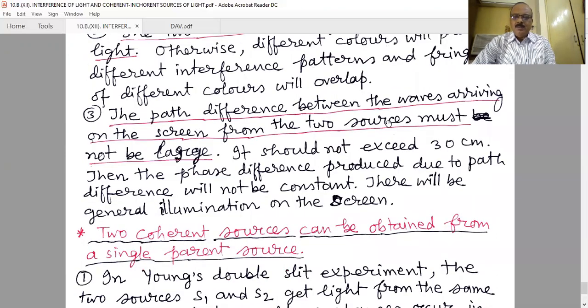Number three, the path difference between the waves arriving on the screen from the two sources must not be large, because the path difference should not be more than what light travels in 10 to the minus 8 second to 10 to the minus 9 second. That is around 30 centimeter to 3 meters, but it is better that it should not exceed 30 centimeter. Otherwise, the phase difference produced due to the path difference will not be constant. There will be general illumination on the screen. These are the different conditions.